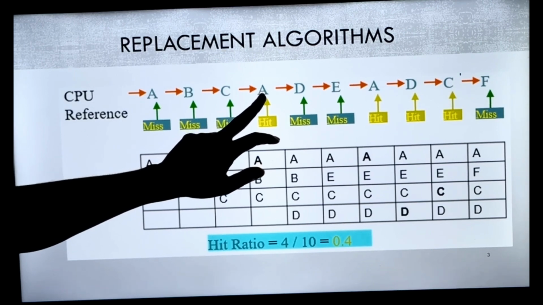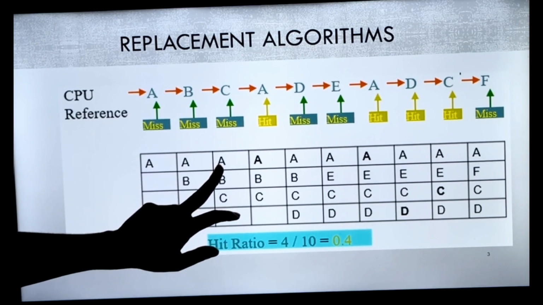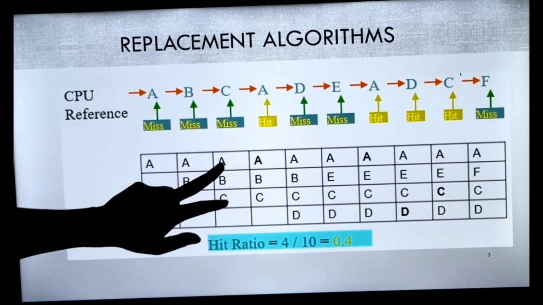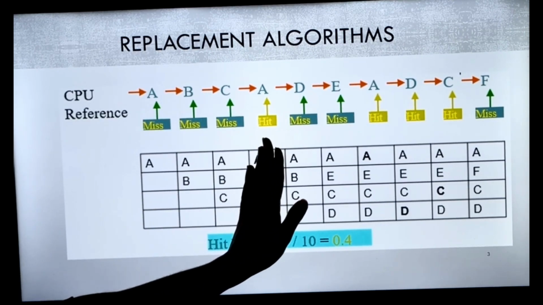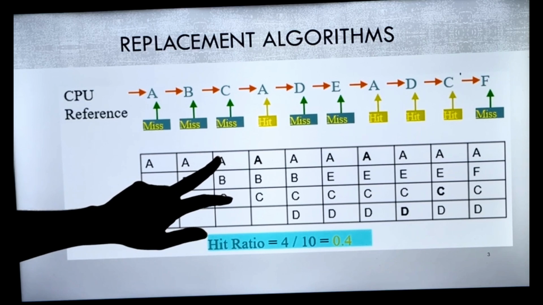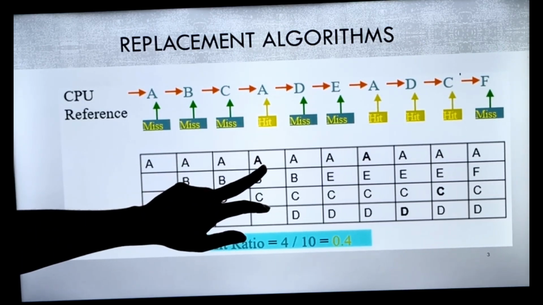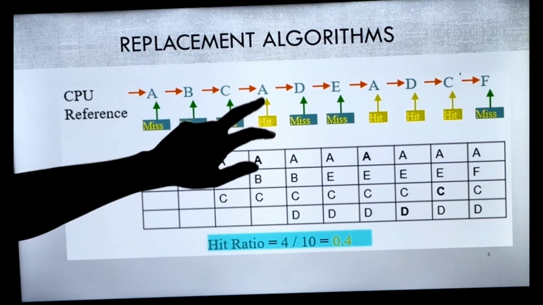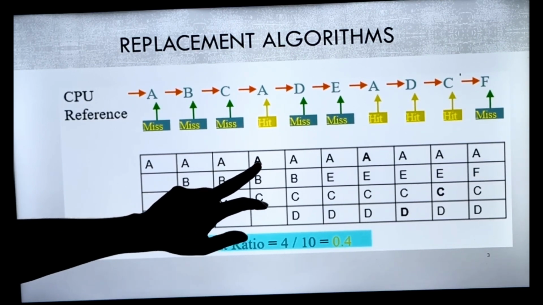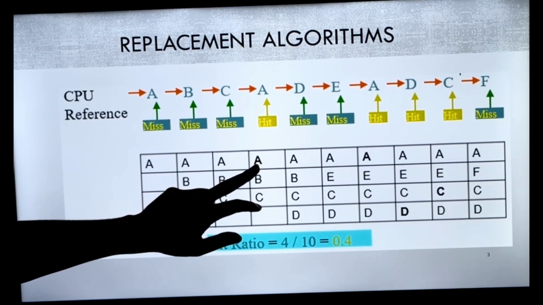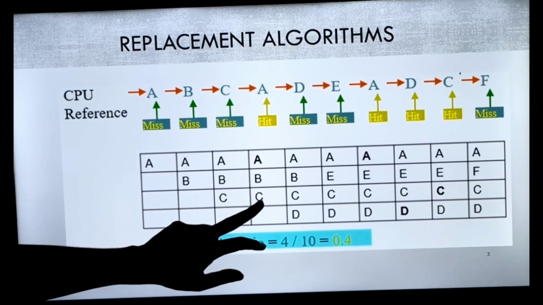Now my CPU is asking for A again. A is already there, so it's a hit. When I had A, B, C, if I ask you which one is the oldest, A was the oldest, B was the second oldest, and C was the third oldest, right? But at this stage your CPU is looking for A again and A is a hit. Now this A is no longer the oldest one. It is the recently used one now. So don't be confused. A is the recently used one, B is the oldest, and C is the second oldest now. You understood that, right?